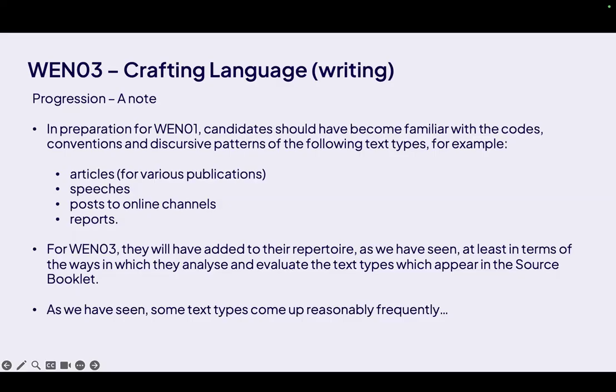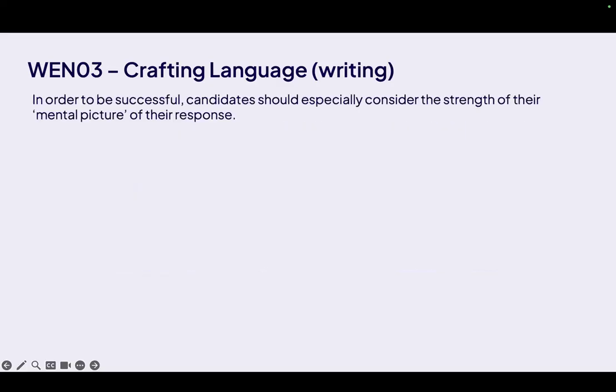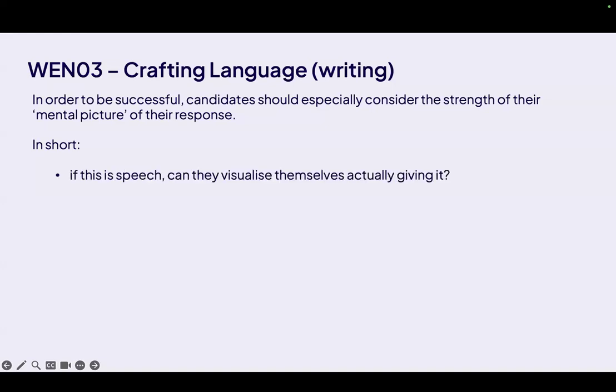As we've seen, some text types come up reasonably frequently, especially speeches. However, please don't just focus all your lessons on speeches. In order to be successful, they should consider the strength of their mental picture. And I think this is important, and I'm sure you are aware of this anyway. I did mention this, I think, in paper 1. If it's a speech, can they visualize themselves actually giving it? If it looks like a duck, quacks like a duck, walks like a duck, then it is a duck. But it has to look like it. They have to envisage themselves actually giving it.